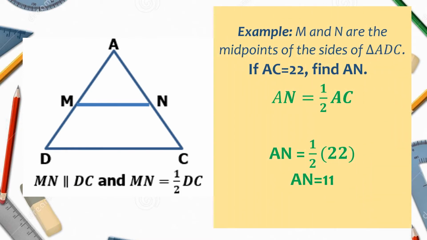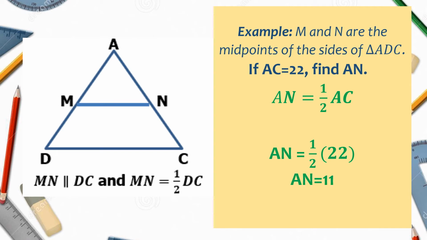For our second example, if AC is equal to 22, find AN. Let us analyze the figure. Dahil kay N, nahati si AC into two congruent parts. We have AN and NC, meaning AN is half of AC. We will have a working equation AN is equal to 1/2 of AC. Or ibig sabihin, AN is the half of AC.